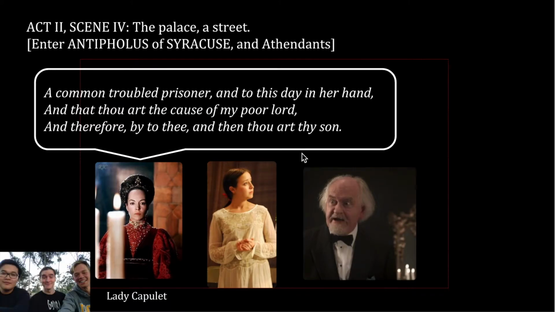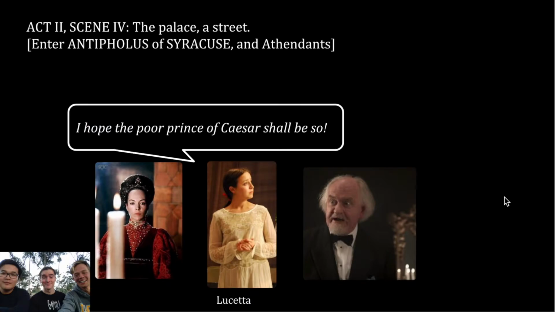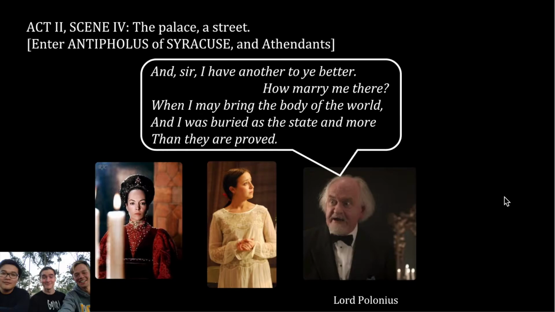Act 2, Scene 4, The Palace, a street. Enter Antipholus of Syracuse and attendants. A common trouble prisoner, and to lay stay in her hand, and that thou art the cause of my poor lord, and therefore by to thee, and then lo are thy son. I hope the poor prince of Caesar shall be so. And sir, I have another to you better. How marry me there, when I may bring the body of the world, and I was buried as the state and more, then they are proved.